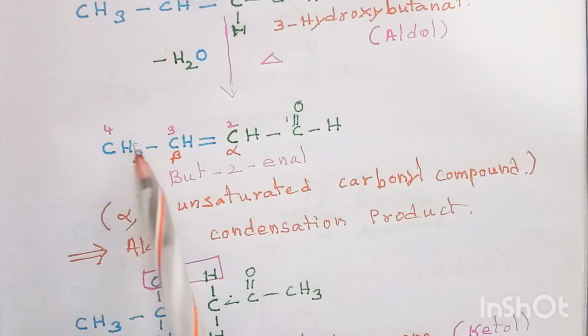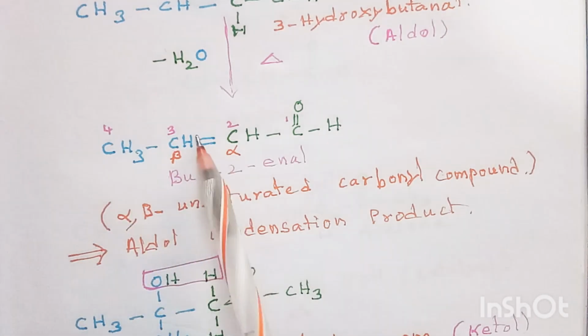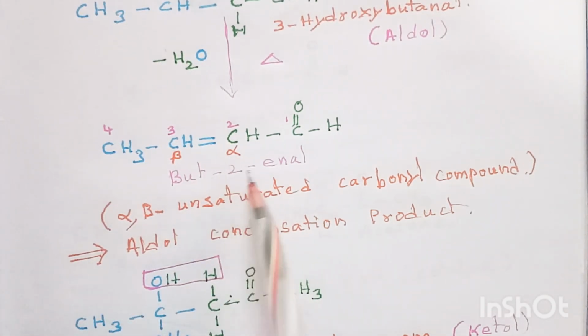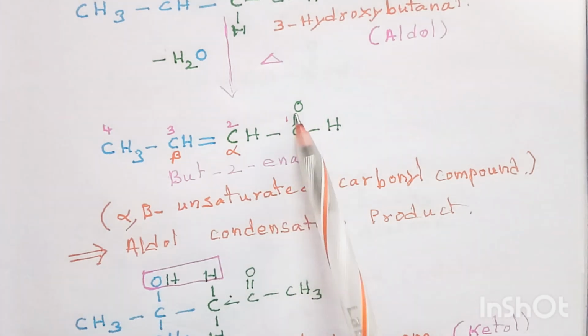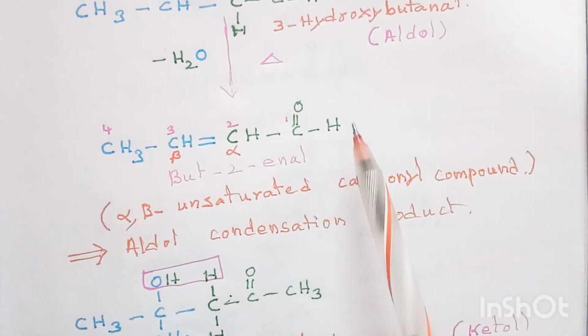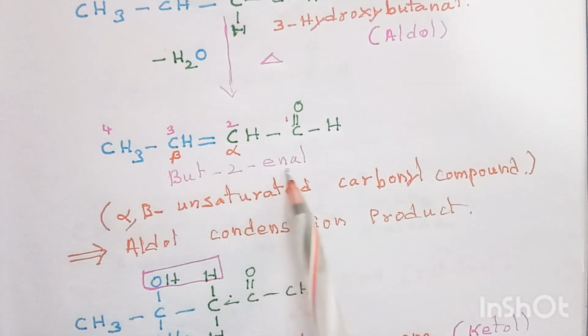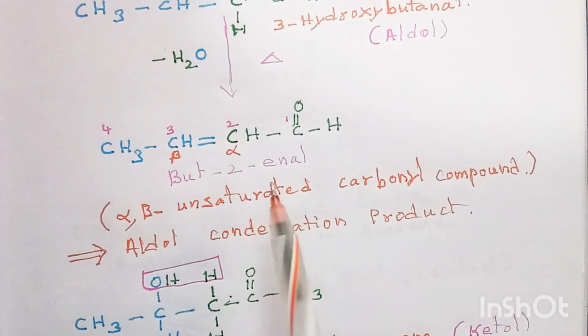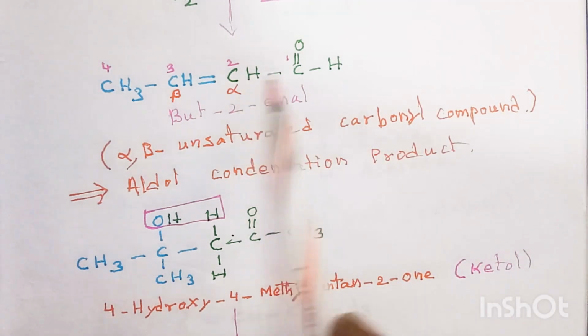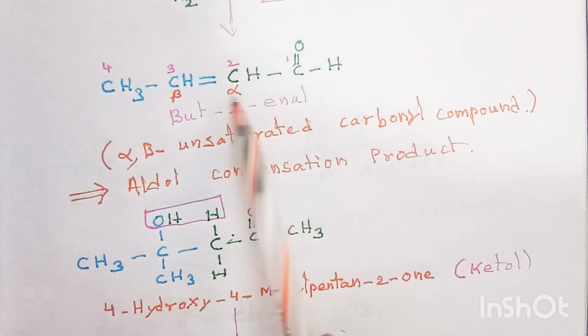Because it has 4 carbon atoms, 1, 2, 3, 4. So it is butene. The double bond is present on the second carbon atom. So it is but-2-en, and 'al' because there is a CHO group, C double bond O H. This is an aldehyde group. So this becomes but-2-enal.